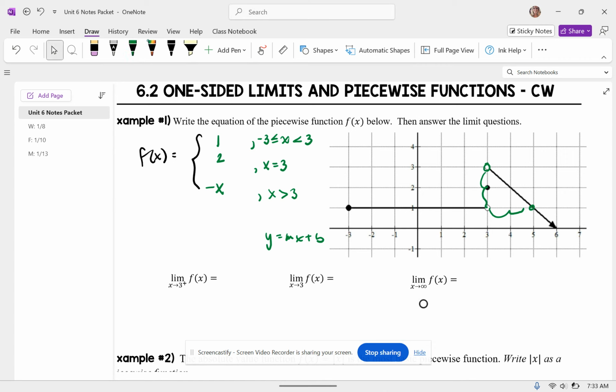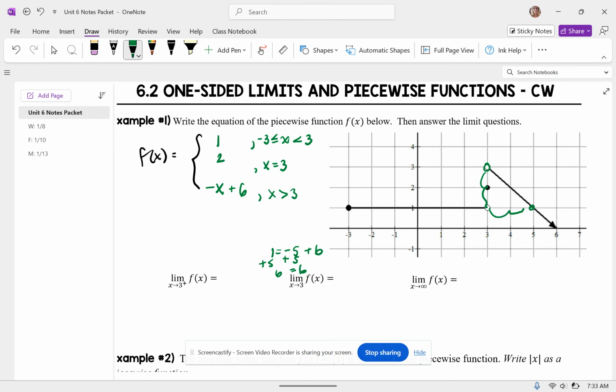So I've got -x plus b. And then let's put in a point. What point should we put in? 5, 0 maybe? Yeah? Wait a second. 5, 0. It's not a point on the graph. It is 5, 1. All right. So we've got y equals -x plus 6.